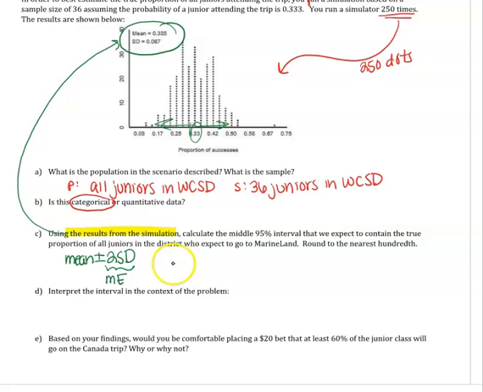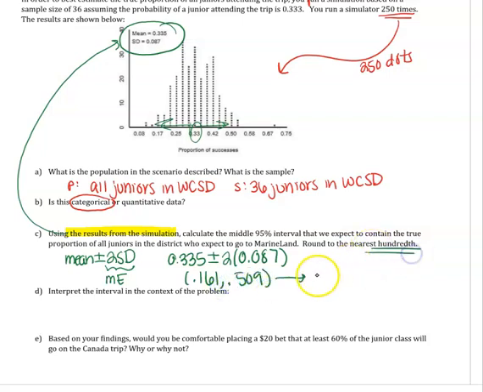So if I go ahead and type in 0.335 plus or minus 2 times 0.087, okay, you would end up getting 0.161 and 0.509. But make sure you round. Okay, that usually gets people. So 0.16 and 0.51.